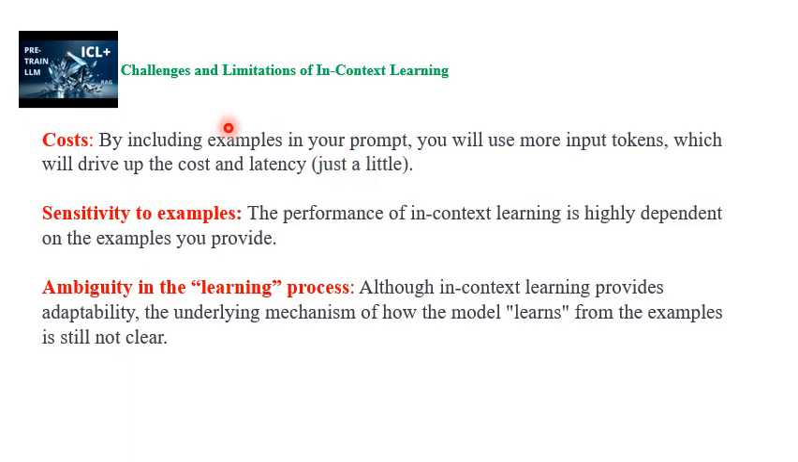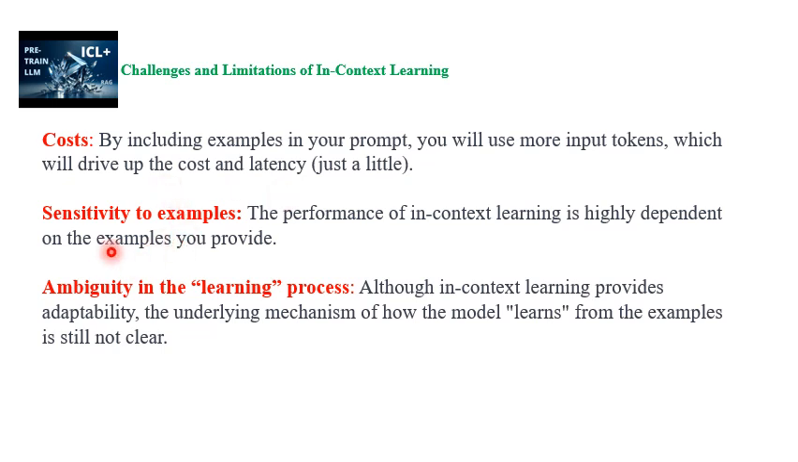What are the challenges and limitations of in context learning? The first challenge is cost, because as we include more examples, we need more input tokens, and the cost will increase. We also have a little latency. So the cost is very important, and it depends on how many examples and how you structure the prompt.